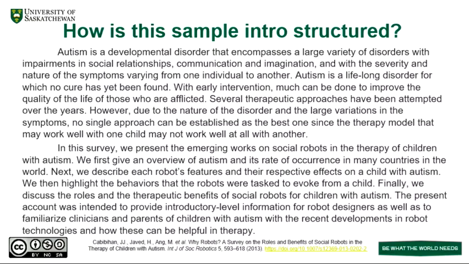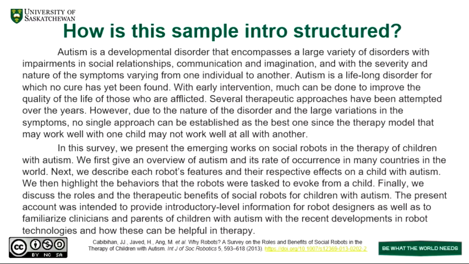Autism is a developmental disorder that encompasses a large variety of disorders with impairments in social relationships, communication, and imagination, and with the severity and nature of the symptoms varying from one individual to another. Autism is a lifelong disorder for which no cure has yet been found. With early intervention, much can be done to improve the quality of the life of those who are afflicted. Several therapeutic approaches have been attempted over the years. However, due to the nature of the disorder and the large variations in the symptoms, no single approach can be established as the best one, since a therapy model that may work well with one child may not work well at all with another.